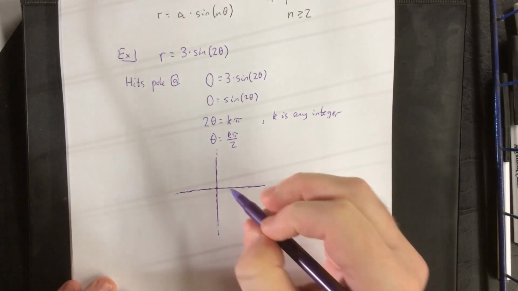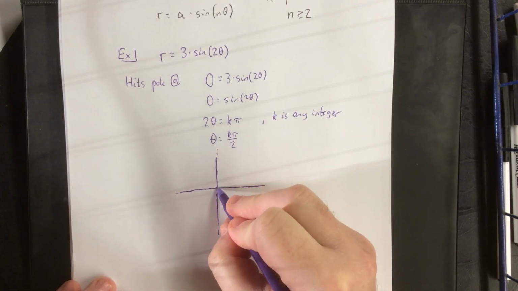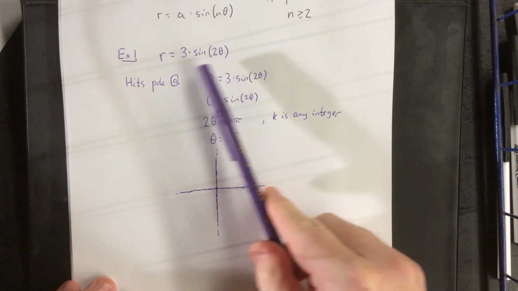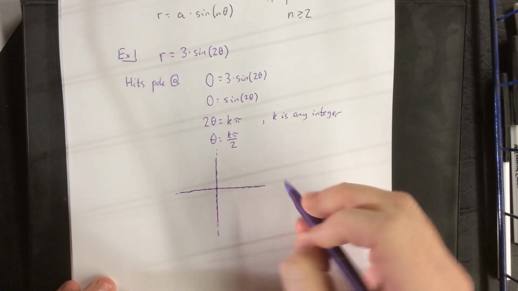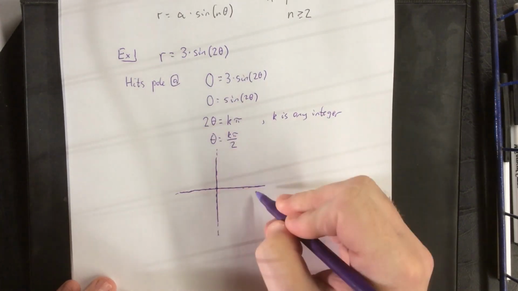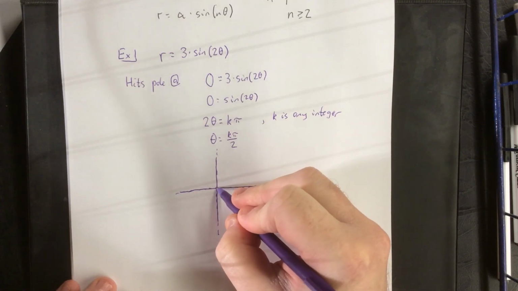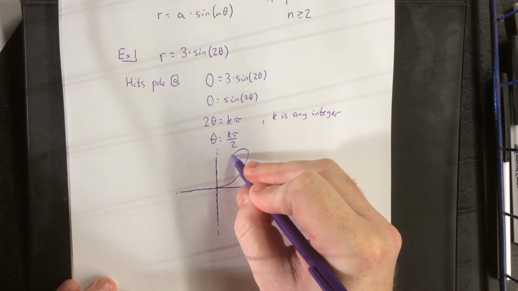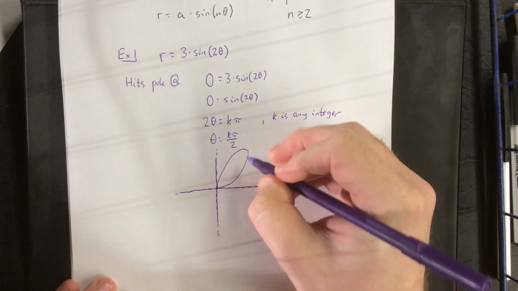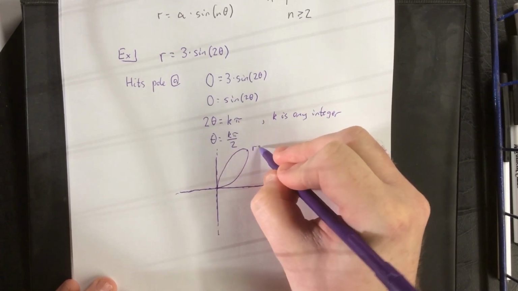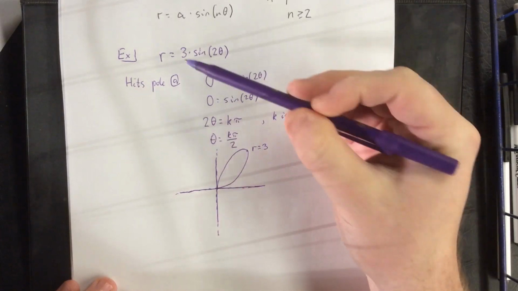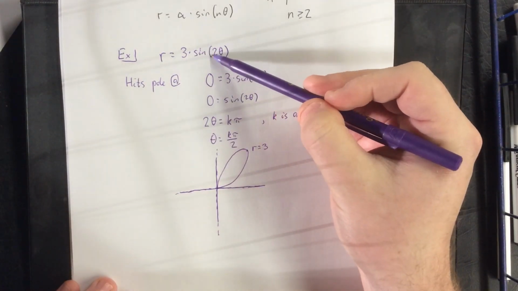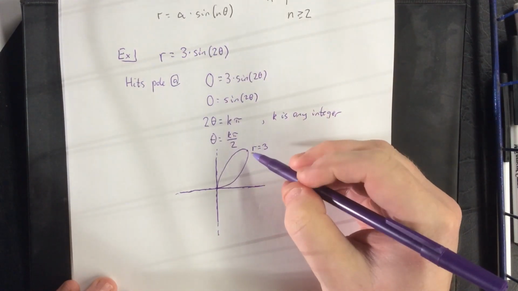Now at theta equals 0, the r value will be 0 as well. As theta starts to increase, the value of r will be positive. So in between 0 and pi over 2, this thing is going to create what we call a petal for the rose. The extreme point that we get out here is going to be where r is equal to 3, as is dictated by this. The maximum value of the sine is 1, so the maximum value of r is 3.